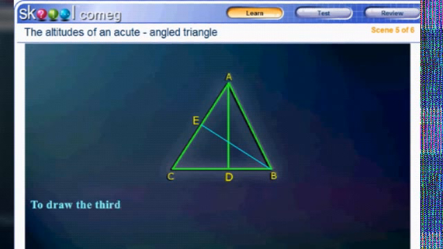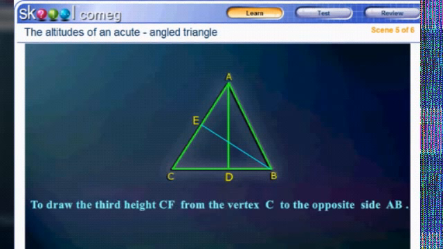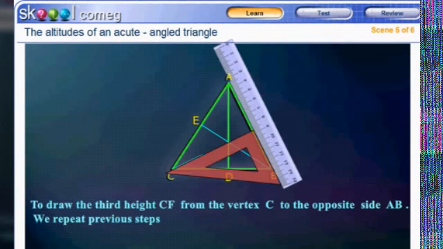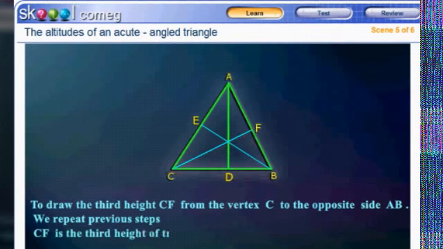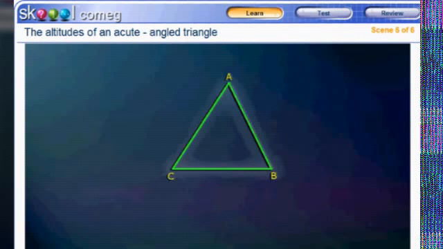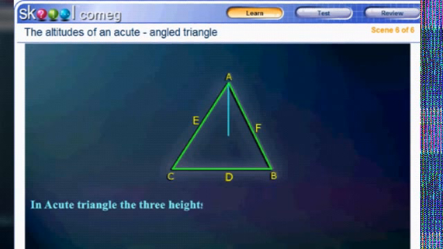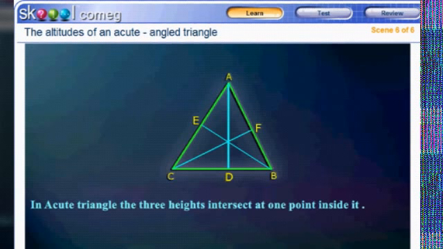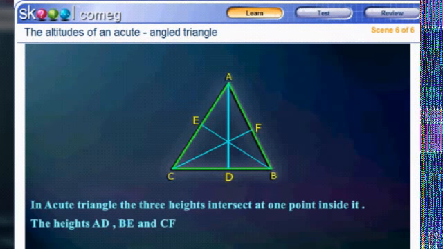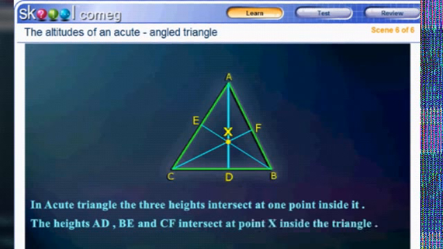To draw the third height CF from the vertex C to the opposite side AB, we repeat the previous steps. CF is the third height of triangle ABC. In the acute triangle, the three heights intersect at one point inside it. The heights AD, BE, and CF intersect at the point X inside the triangle.